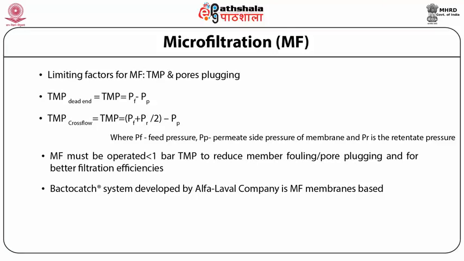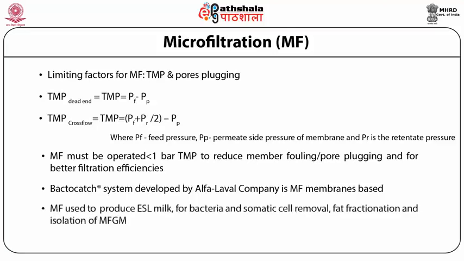MF has great potential for fat fractionation in the near future. It is used for the fractionation of sweet cream buttermilk as well as whey buttermilk for the isolation of MFGM, that is milk fat globule membrane, which has a significant role as a nutraceutical or functional ingredient. In cheese making, it is used for bacteria removal, casein content and alpha casein to beta casein ratio adjustment, and recovery of fat and brine from water.